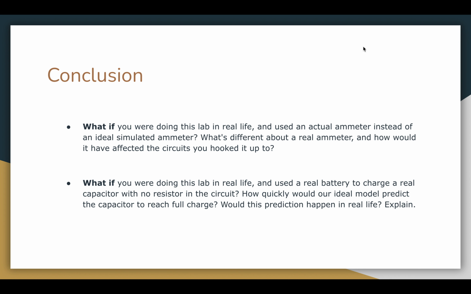In real life, there is always a little bit of resistance in the batteries and wires, so the capacitors cannot be charged instantly, although it would charge fairly quickly as predicted by our model.